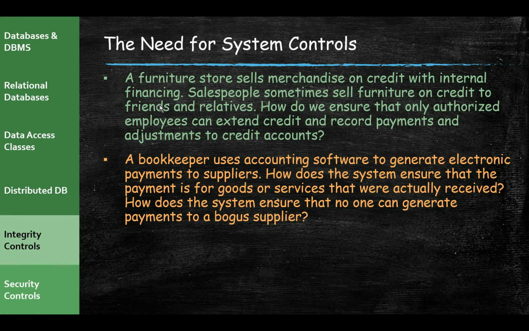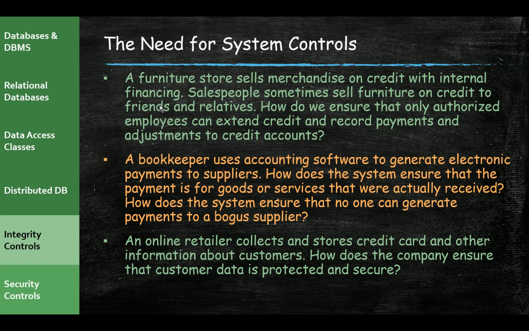Another example, a bookkeeper uses accounting software to generate electronic payments to suppliers. So how does the system ensure that the payment is for goods or services that we actually received? Or how does the system ensure that no one can generate payments to bogus suppliers? So what's to stop the accountant or the bookkeeper from just writing checks to anybody they want? They've got all the checks there sitting on their desk. Why can't they just write themselves a check for $100,000? So your system has to somehow keep that kind of thing from happening, and you have to design controls to keep that from happening.